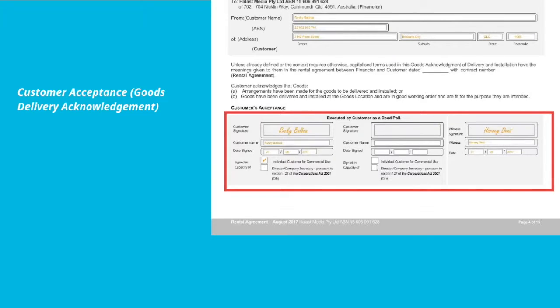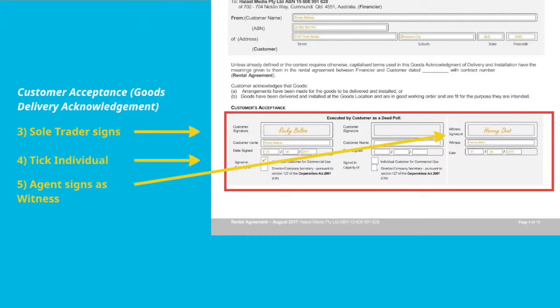Customer acceptance of the acknowledgement. The sole trader signs, including their name and the date signed. As you did on page 3, you tick individual, and you'll then need to witness their signature.